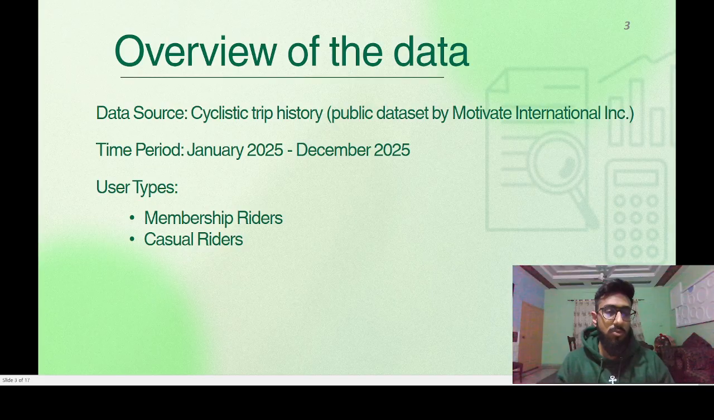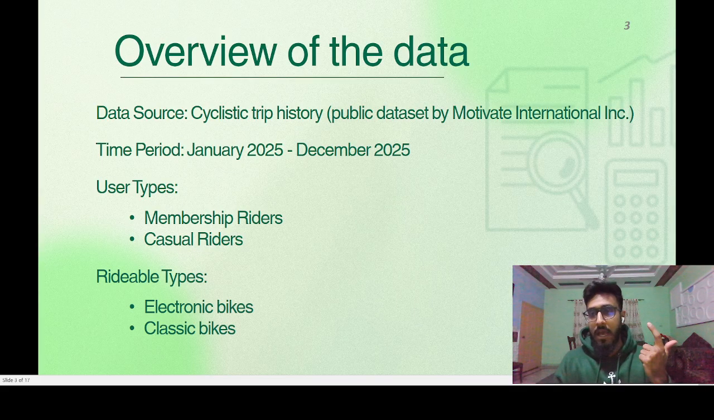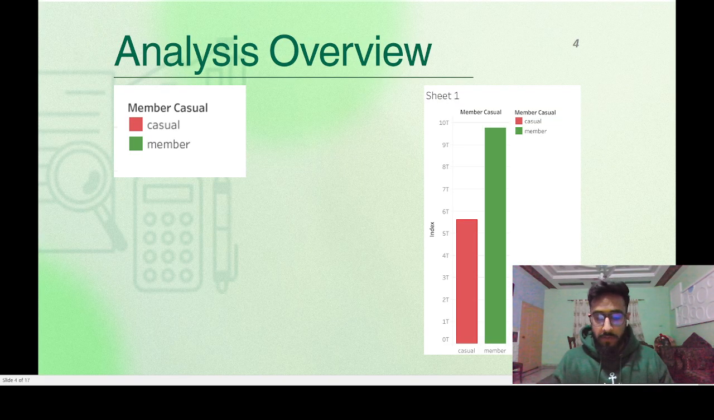And as we know, in the data, we have two user types. We have the membership riders and we have the casual riders. We have two rideable types, electric bikes and classic bikes, and we have countless numbers of starting stations and ending stations. Just to give an overview of the analysis, I would be showcasing the membership users in green and the casual users in red. As you know, our main goal is to convert the casuals into green. So green is the goal we want to achieve.